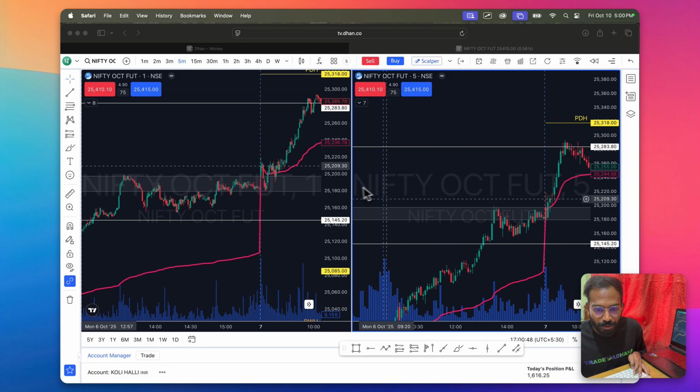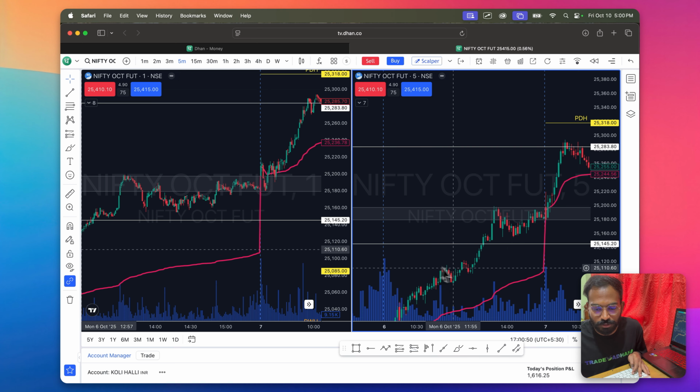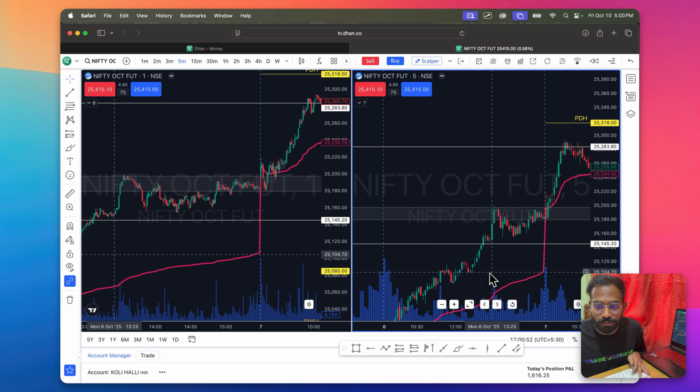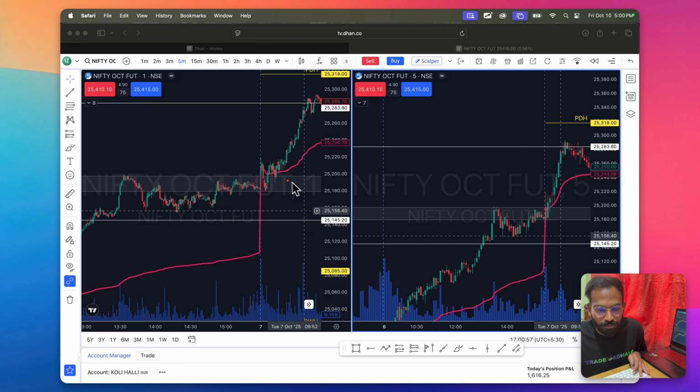That's my game plan. I think I did the same here. It was nice, it gave a nice rally on Monday. So I was expecting how the price behaves, and I have a key level here from 25,200 to 25,180. I want to see how the price reacts here, and then take the trades right from there.